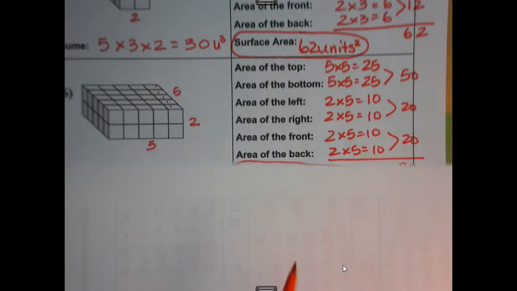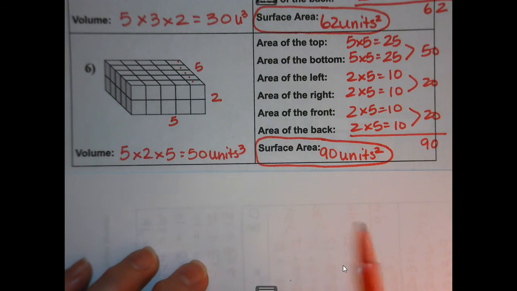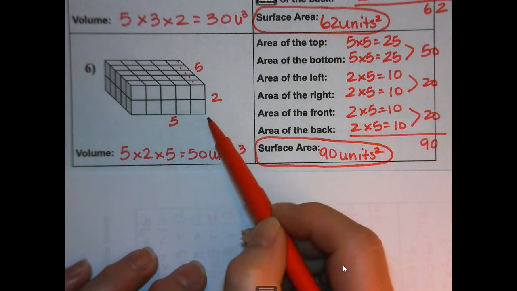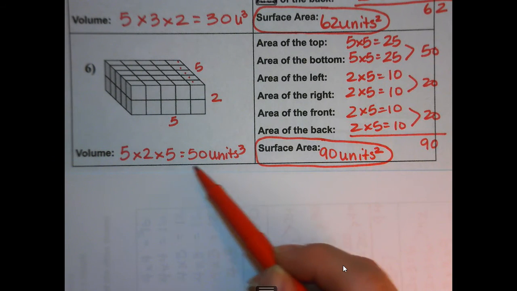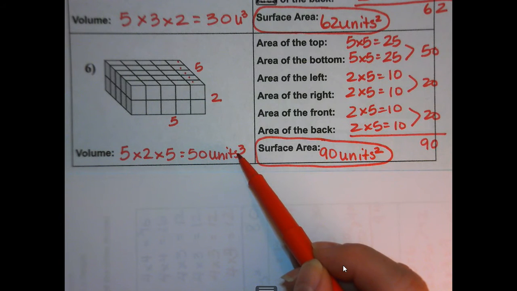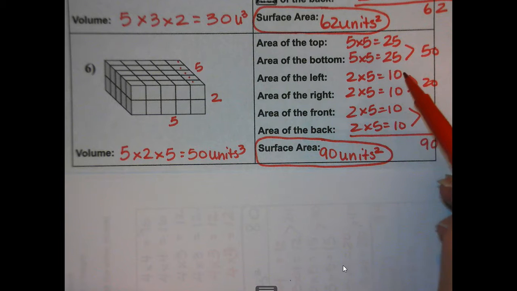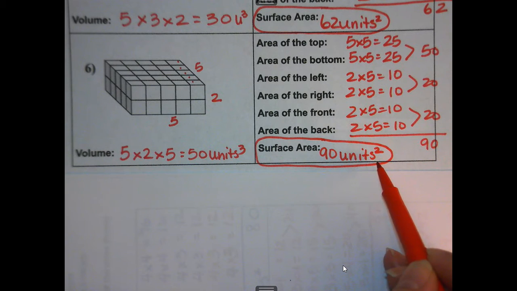And our last one for this quick review, we have another rectangular prism, 5 by 2 by 5, multiplied together gives me 50 units cubed. I find the area of the top, the bottom, the left, the right, the front, and the back, and that gets me 90 units squared.